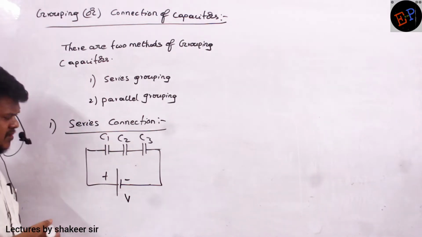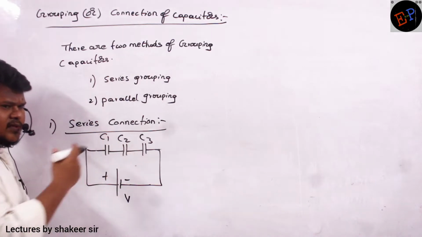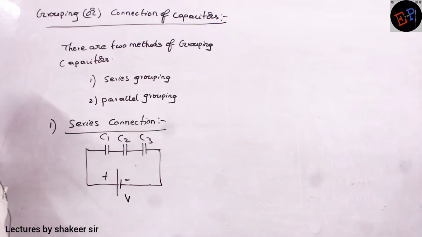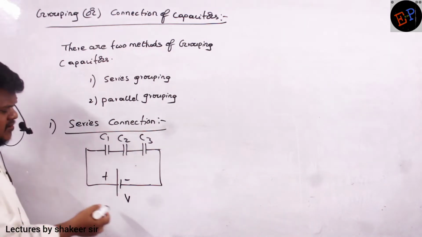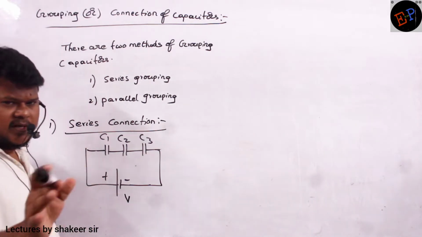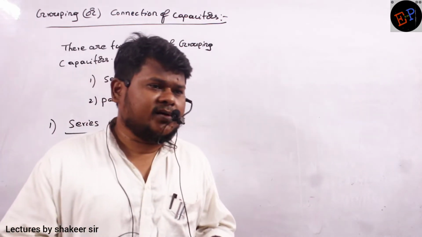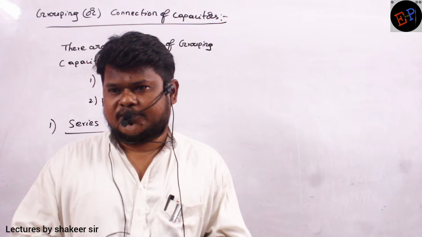Are you able to understand? So in another sense I can say that this battery is supplying charges. Let us assume like that. Let us assume that this battery is supplying charges, but actually the battery is not supplying charges. The battery is providing a pathway for redistribution of charges. Are you able to understand?